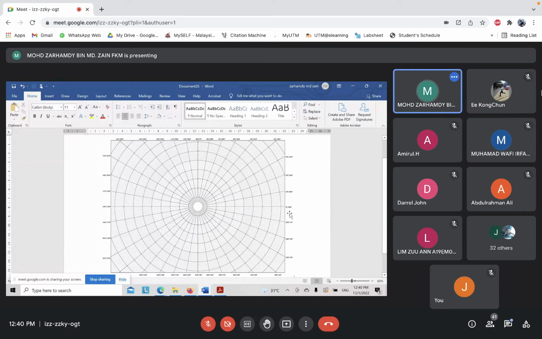If you can see here, we have 0 and then every angle represents 10 degrees. So 10, 20, and so on, until 360 if we have a positive angle. If we have a negative angle, it will go in the opposite direction. No problem.